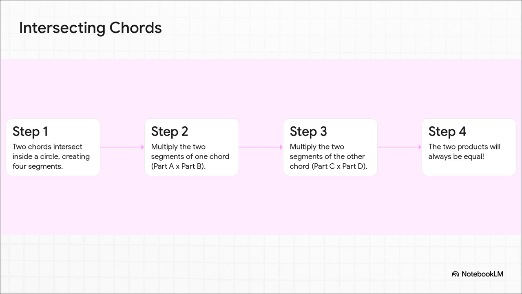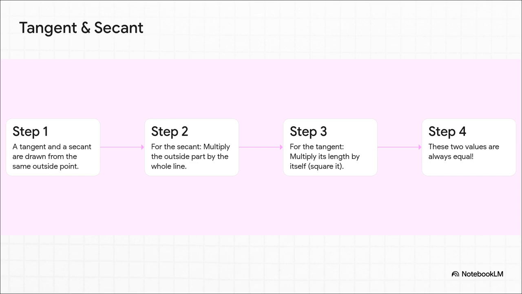A perfect hidden balance. And there's another multiplication rule, this time with a tangent and a secant that both start from the same point outside the circle. It's a little different, but just as cool. For the secant line, you multiply the part that's outside the circle by the entire length of the line. For the tangent, you just multiply its length by itself. You square it. And what do you know? Those 2 values are always equal. It's another one of these perfect hidden relationships.